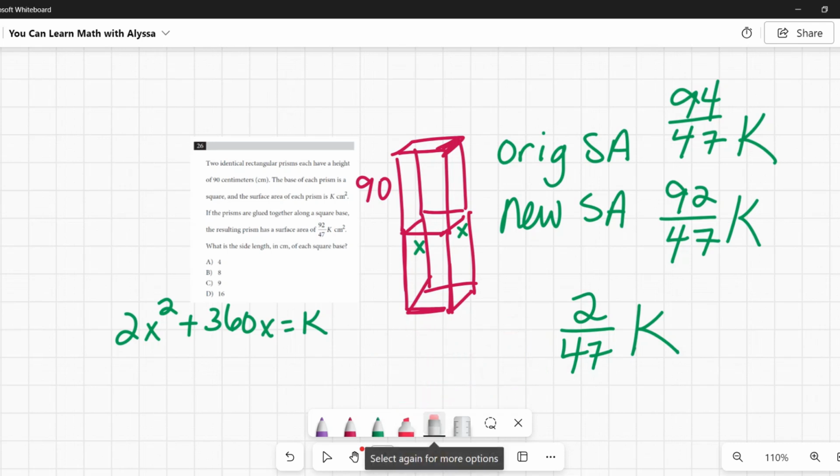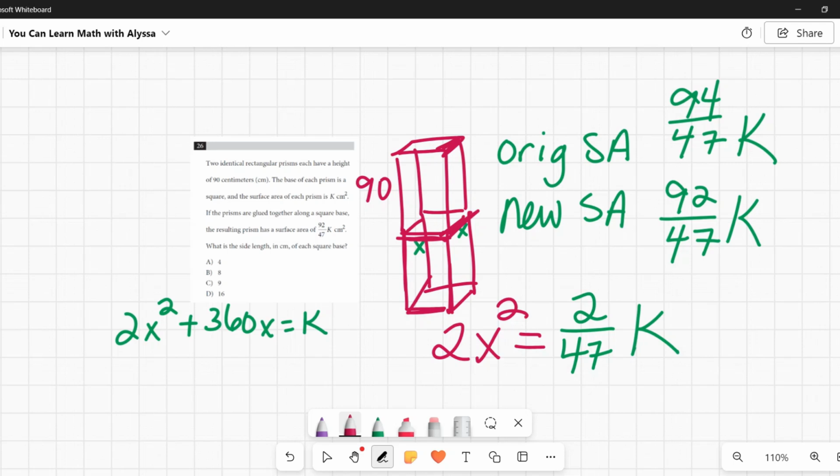So the 2 squares, which are, again, x times x, the 2 squares, the 2x squared, are the same as 2 4/47 k.